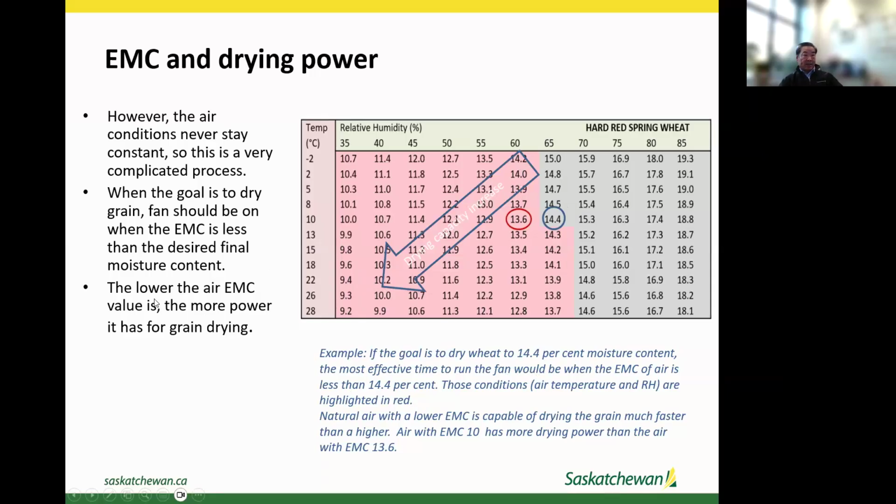If you have the choice, select conditions on this side to blow through your grain, and that would have a higher power to dry your grain. But for any numbers below 14.4, you should turn on your fans to remove moisture. Those very close to this number, like 14.3 or 14.2, would be less effective compared to 10 or 11, but it's still drying your grain.